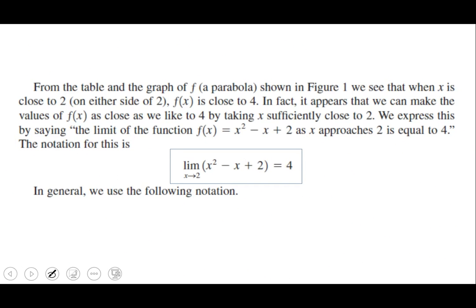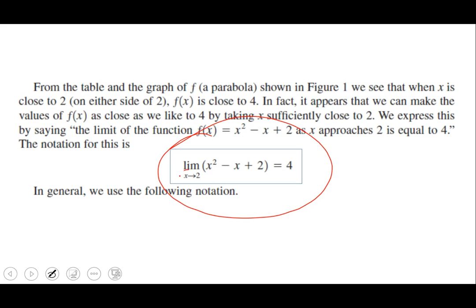Again, this just kind of summarizes what we just went over. Not only do you want to be able to tell me that as you're getting closer and closer to 2, what y value is the function approaching, but you want to be able to write it in the proper notation. So this is what we call limit notation. You use LIM for limit.